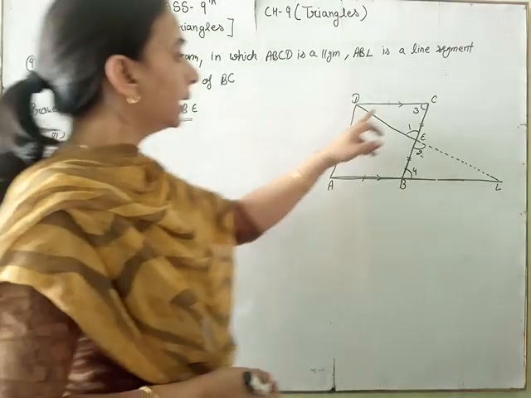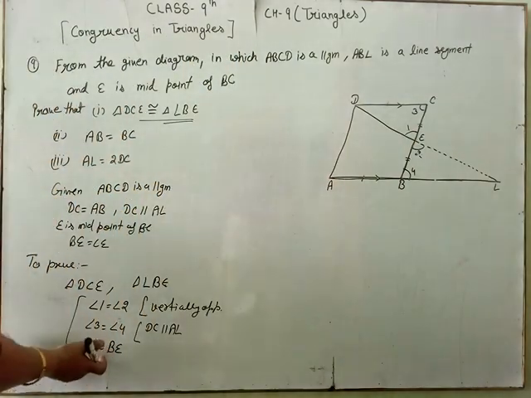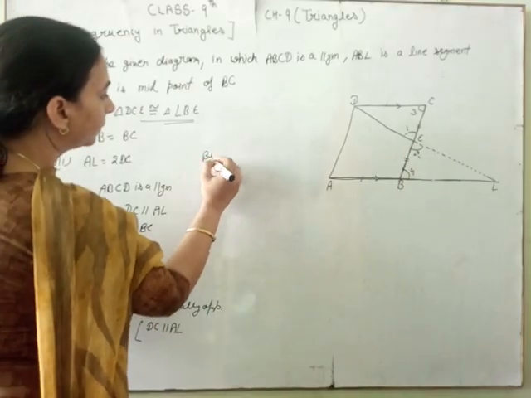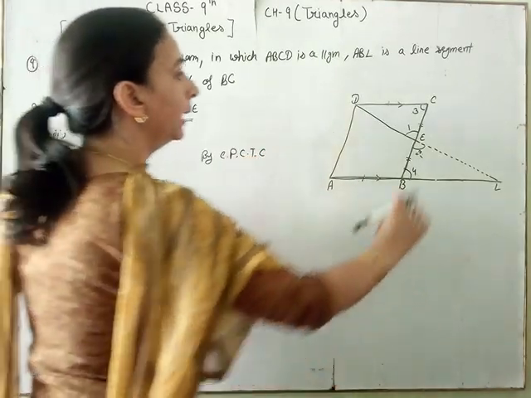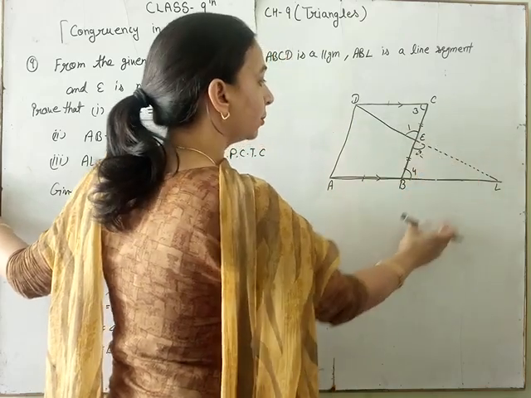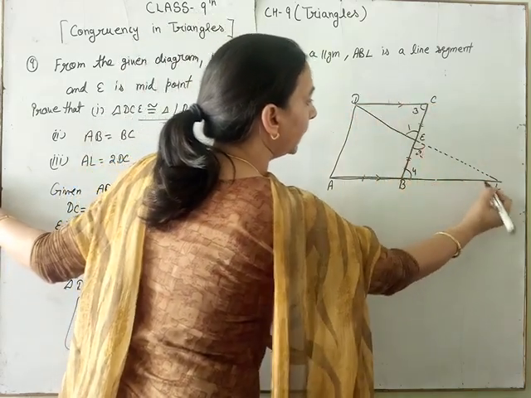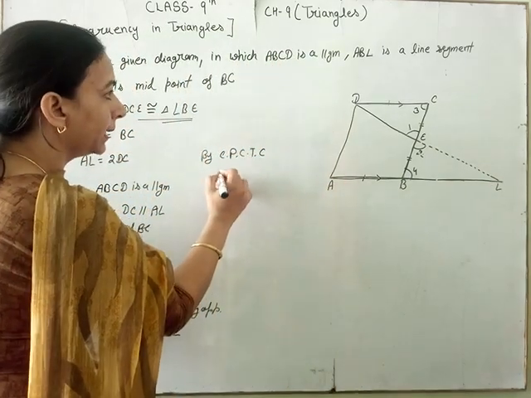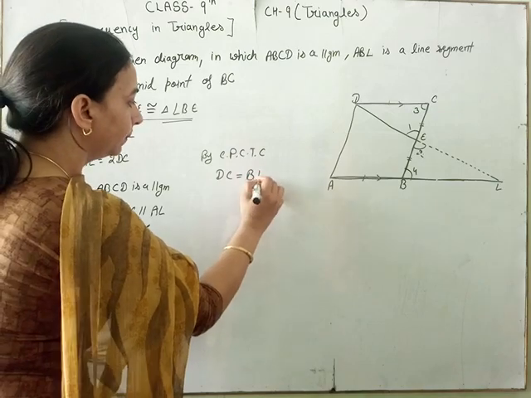Student, if two triangles are congruent, then by CPCTC the remaining parts are equal. This equals this, and this equals this. Then DC equals BL. By CPCTC, DC equals BL.